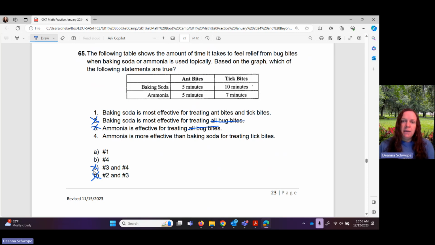Ammonia is more effective than baking soda for treating tick bites. So now let's look at what we know. So ammonia is more effective than baking soda for treating tick bites. So tick bites, ammonia is true, more effective. So the answer is B, number 4. So notice how I canceled things out. That's important for you to get used to doing, especially on any multiple choice test. Cancel them out as you go. That way you're not just constantly looking at what it is over and over and over again.